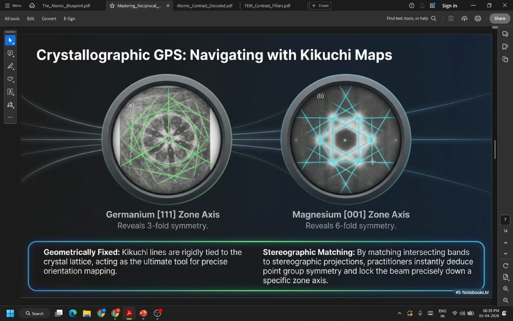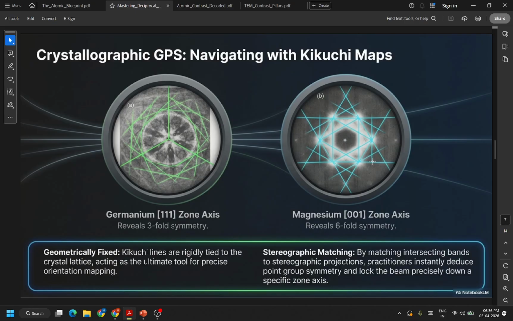So according to the set of planes, we will have different geometry, different symmetries. Like germanium 111 zone axis will result in a 3/4 symmetry, whereas magnesium 001 zone axis will result in a 6/4 symmetry.